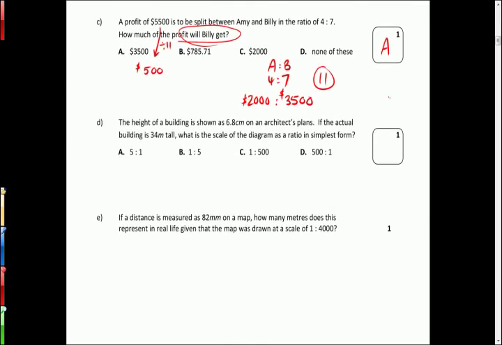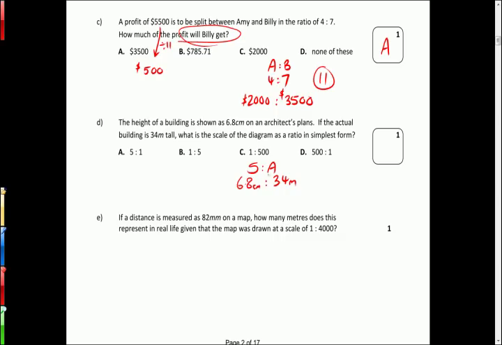The height of a building is shown as 6.8 centimetres on an architect's plans. If the actual building is 34 metres tall, what's the scale of the diagram? It's the ratio in simplest form. Well, these scale measurement ones are always scale to actual. It just told us the scaled item on the plans is 6.8 centimetres, and it told us the actual height it's representing is 34 metres. So there's the ratio, but let's get it in simplest form.